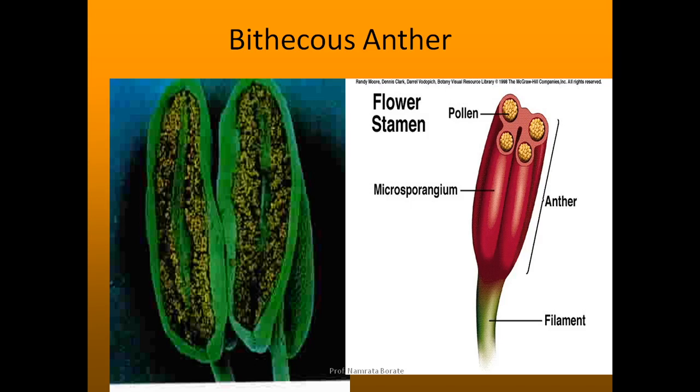Development of the microsporangium is of the eusporangiate type. What is eusporangiate? It is a sporangium developed from a group of epidermal cells. When the sporangium develops from a group of epidermal cells, it is called eusporangiate. When we take a transverse section of the anther, it shows two layers: the first is the epidermis and the second is the archesporium.